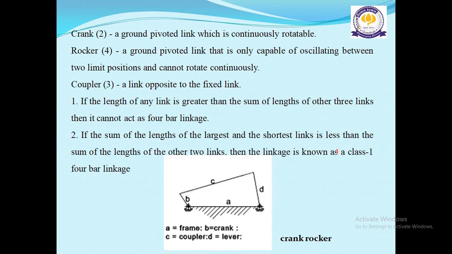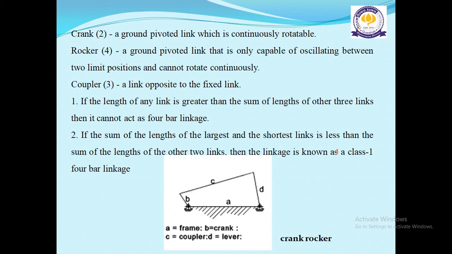Now, crank 2 is a ground pivoted link which is continuously rotatable. The rocker, that is link 4, is a ground pivoted link that is only capable of oscillating between two limit positions and cannot rotate continuously. Next is the coupler, that is link 3, a link opposite to the fixed link. If you refer to the previous diagram, you can see that the crank is link 2, the rocker is link 4, and the coupler is link 3.